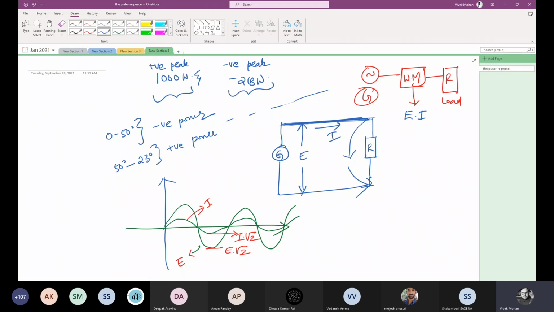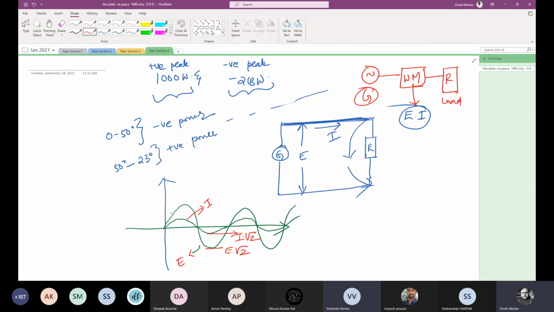With respect to current and voltage, as the wattmeter is installed in this line, it senses the voltage and current and calculates the power as E into I. Now in this case, if I try to plot the power waveform, how will I get it? Whether it will have a negative part?